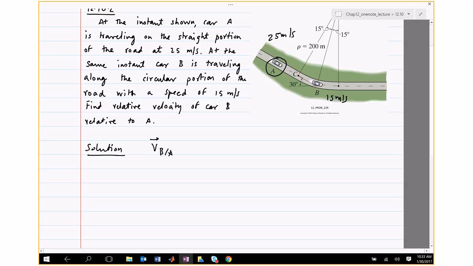Just like the previous problem, if you know the velocity of B and you know the velocity of A, then you can solve for velocity of B with respect to A. Or in other words, velocity of B with respect to A is velocity of B minus velocity of A. Okay, so we need to get those two things.